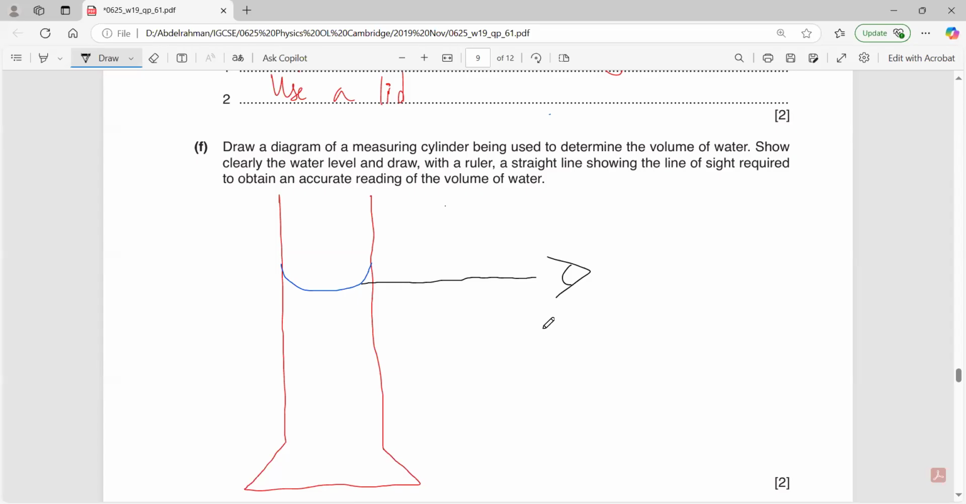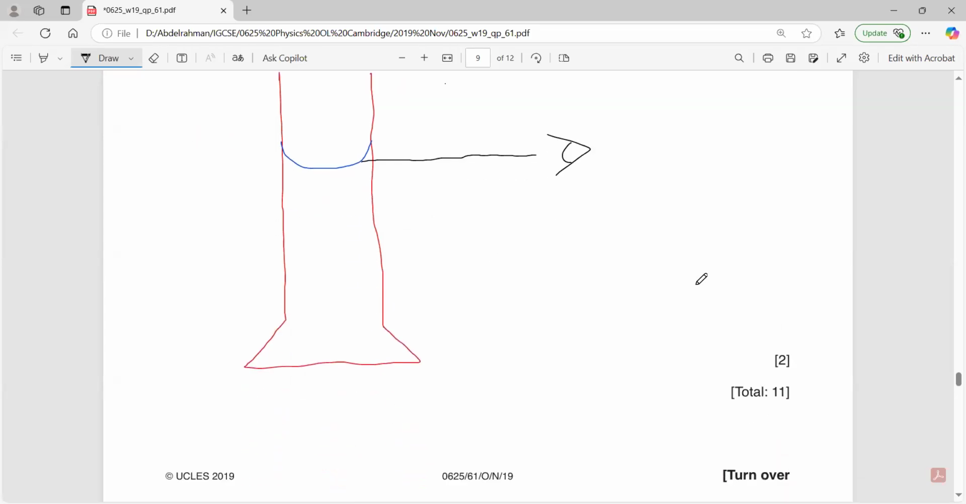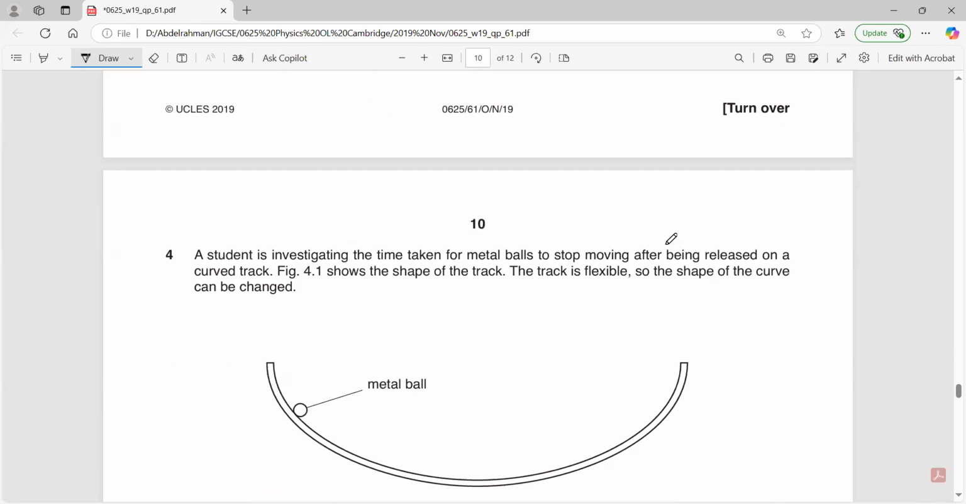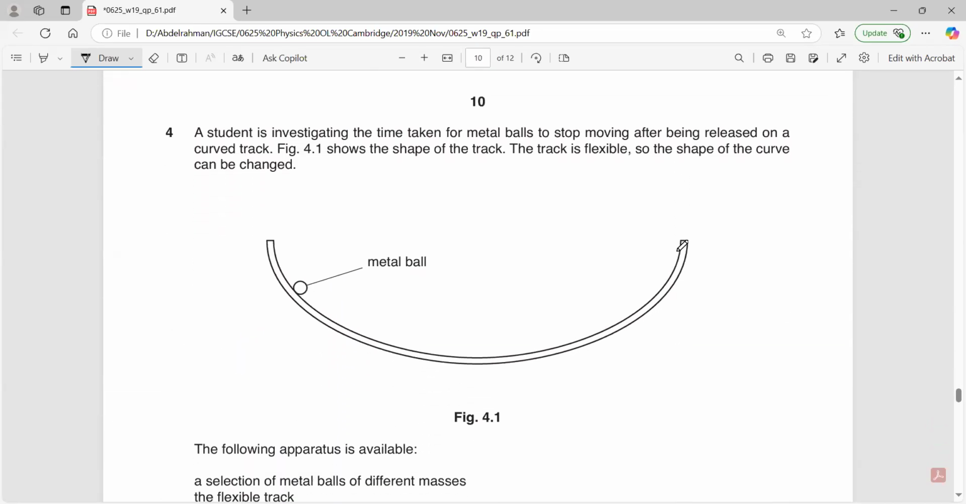Okay. So you have the measuring cylinder, you have the water level, and you're taking the reading perpendicularly. Okay. Question 4, last but not least.